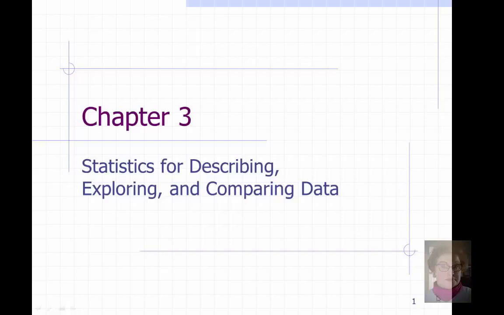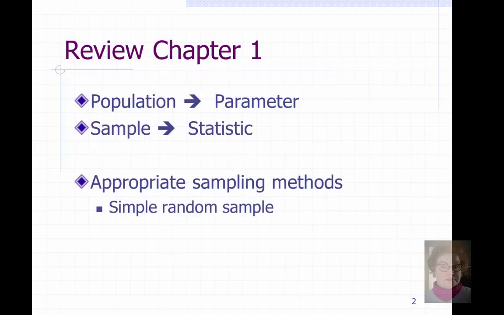This first section, we're going to do 3.1, which is a review and preview. Then in 3.2, we are going to talk about measures of center, and in 3.3, we're going to talk about measures of variability.